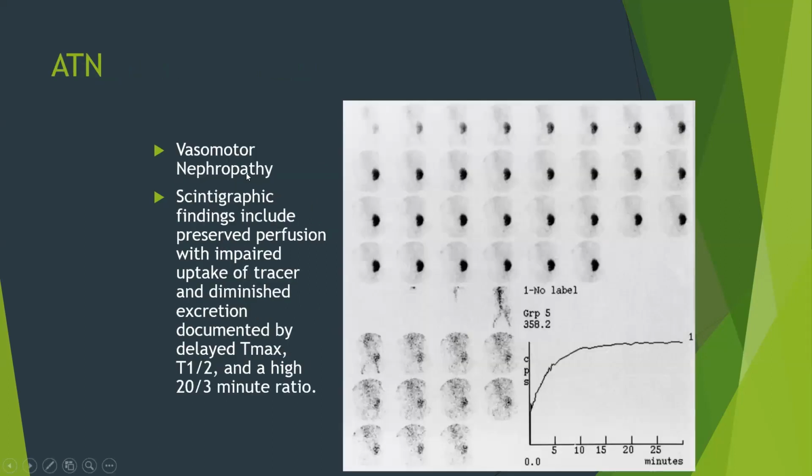So this is a case of ATN in which there is a vasomotor nephropathy, and the scintigraphic findings include the perfusion is preserved. We can see good perfusion in the initial phases, but there is impaired uptake of tracer and diminished excretion, which is documented by the delayed Tmax, T-half, and a high 20/3 minute ratio.